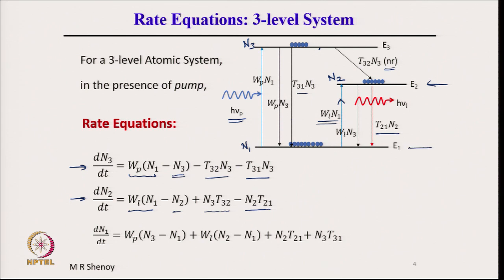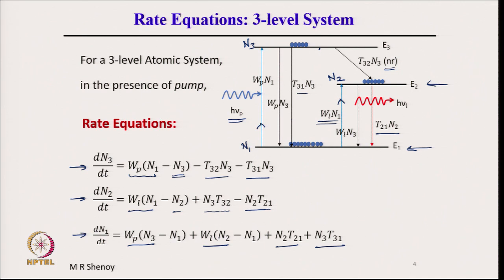And what about the last level N1? The rate of change dN1 by dt will be equal to, you will see that there are 6 transitions here, therefore 6 terms will be there: Wp into N3, atoms coming down from here, then atoms coming down by spontaneous emission, stimulated emission, atoms coming down by spontaneous emission, stimulated. So, 4 positive terms, spontaneous, stimulated and stimulated, and then 2 negative terms which are absorption. One going up here and one going up here. So, 2 negative terms, there are 6 terms.